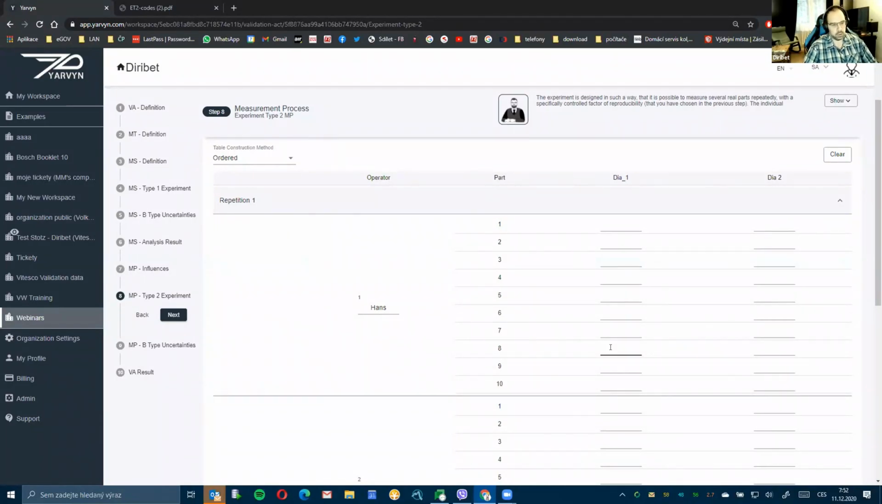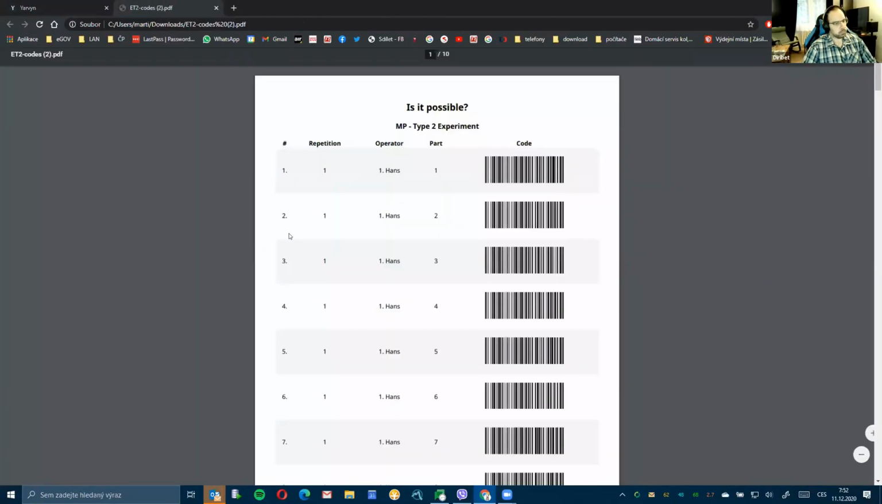What are the parts? What are the levels? So this can help quite a lot to save your time, and it doesn't matter what key fields you use, because the upload will recognize it anywhere.